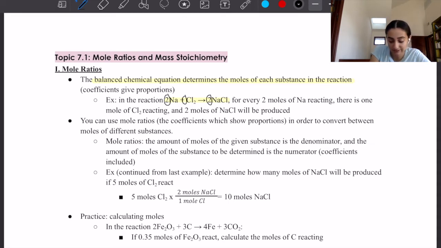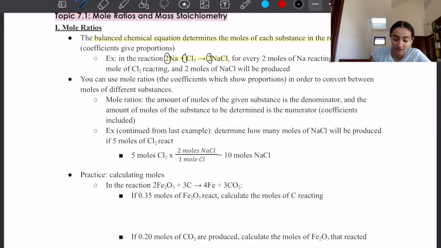So the coefficients serve as a guiding force when making calculations, whether you're converting between moles and moles or moles and mass, which we'll get to later. They help determine the ratios of compounds in the reaction. So you can use these mole ratios to convert between different substances.